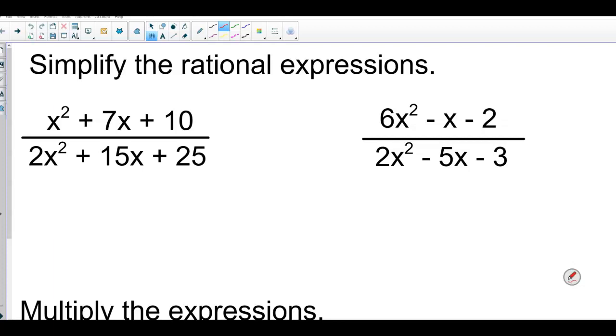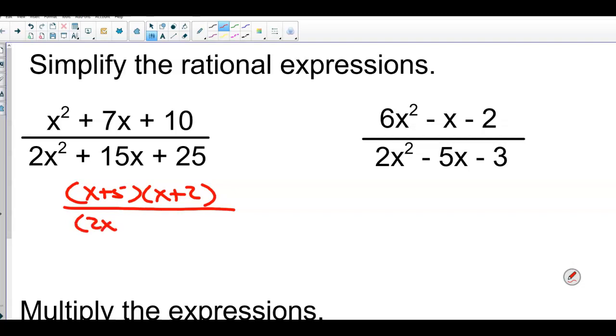All right, with simplifying rational expressions, I'm not going to make you tell me what can't be in the denominator. So really, it's just going to be our factoring. So when I factor x squared plus 7x plus 10, x plus 5, x plus 2. On the bottom, we're going to end up with 2x plus 5 and x plus 5. And we're just looking for something to cancel. In this case, vertically, the x plus 5's cancel, and you're left with x plus 2 over 2x plus 5.